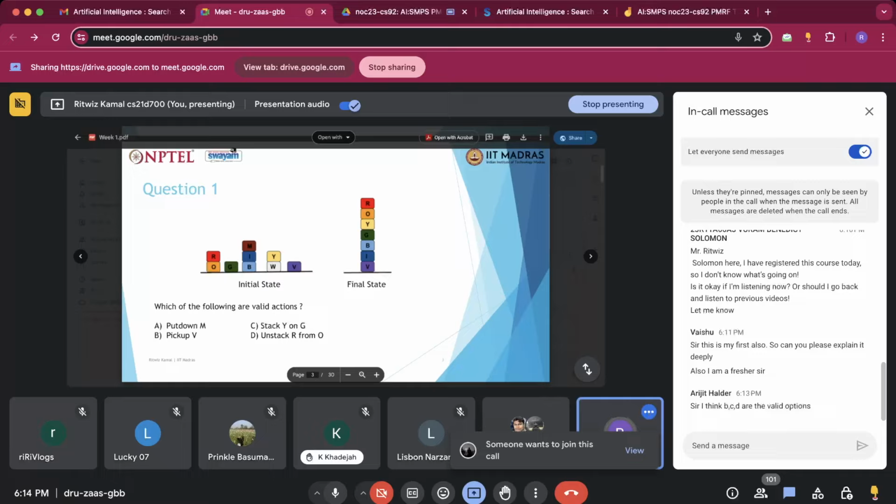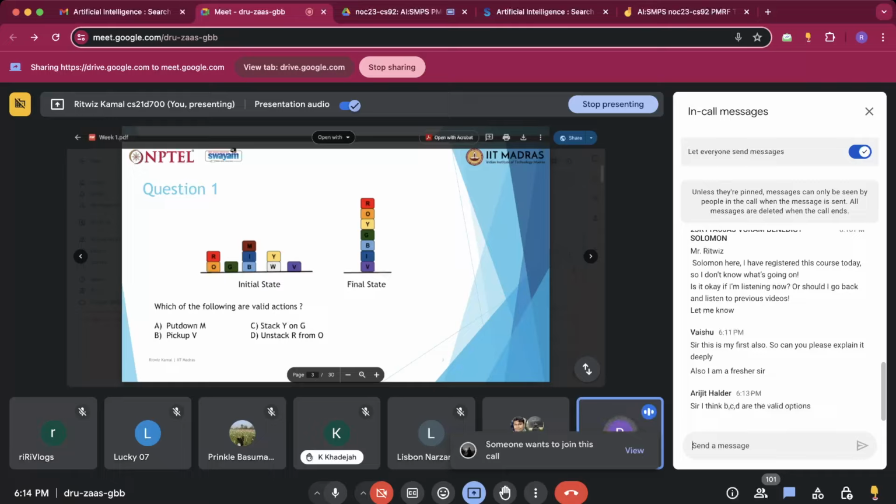Again, Y is on top of W, right? So before Y can be stacked on top of G, the robot must perform the action of unstacking Y from top of W. Do you follow? Right? Because of that, I think C will not be a valid option.